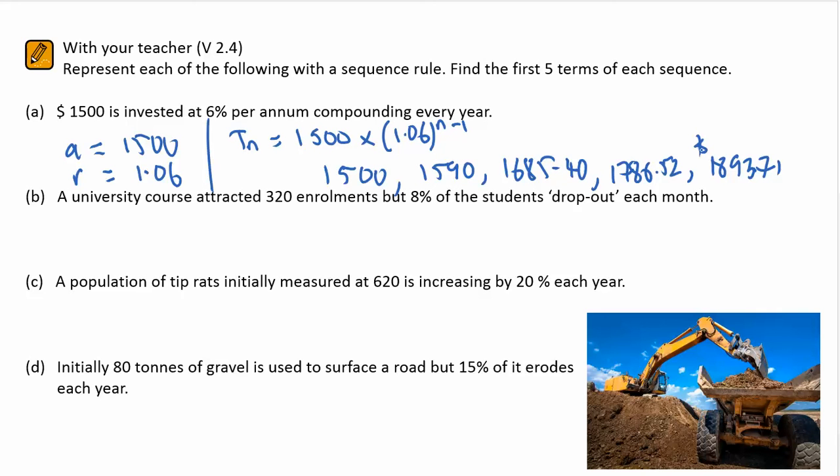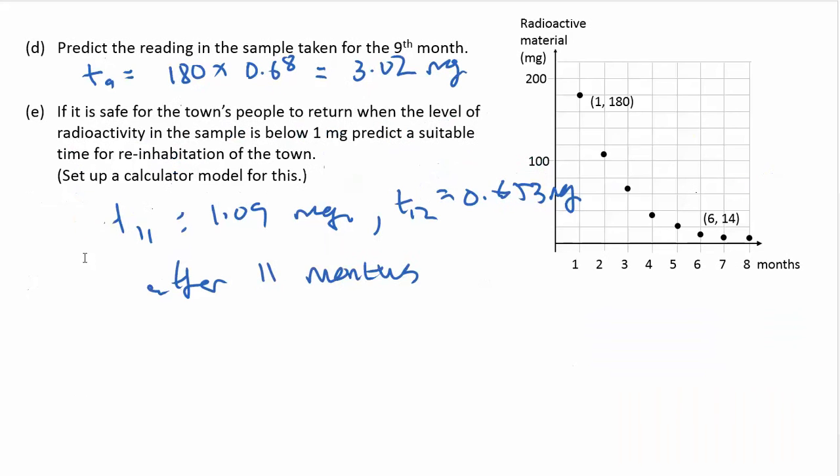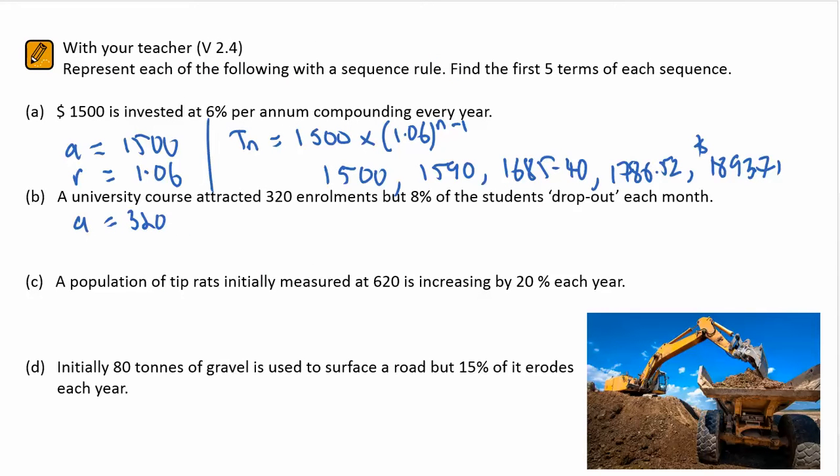Moving along, we've got a university course that starts off with 320 students. I'll just write that down. Now, we're losing students at a rate of 8%. So my R figure is going to be R is equal to 1 take 0.08, which is 0.92. That will then give me the sequence.